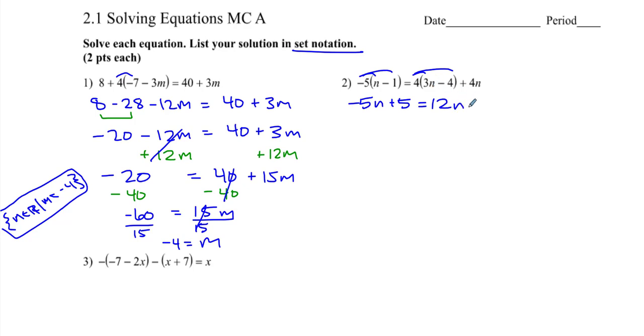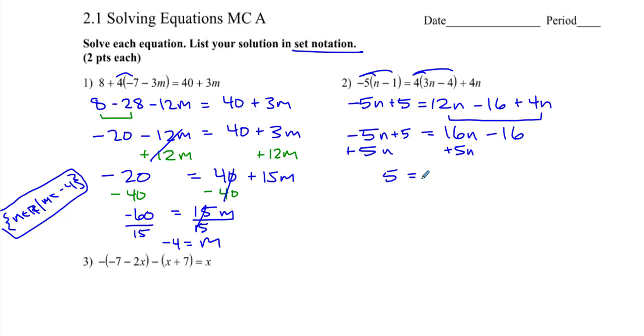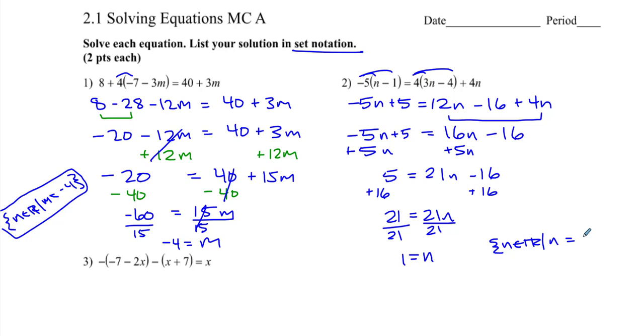Okay, then we got 12n minus 16 plus 4n. Okay, I'm just going to do this in blue so I don't have to keep switching colors. Like terms, on the left side, nothing to combine, drop down. Here we got 12n plus 4n, that is 16n, and then we got minus 16. I'm going to deal with my variable term first. So now I got 5 is equal to 21n minus 16. Then I'm going to move my non-variable term. I get 21 is equal to 21n divided by 21, and we get 1 is equal to n. So n is an element of real numbers such that n is equal to 1.